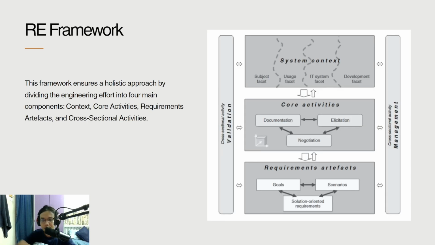So firstly, we're using the RE framework for our project. Firstly, in the context, we have subject facet, usage facet, IT system facet, and development facet. Next, we have core activities, which is documentation of our project. We have three elicitations, and we have negotiation with our stakeholders. First one, we have requirement artifacts: goal modeling, use case scenarios, and solution-oriented requirements.